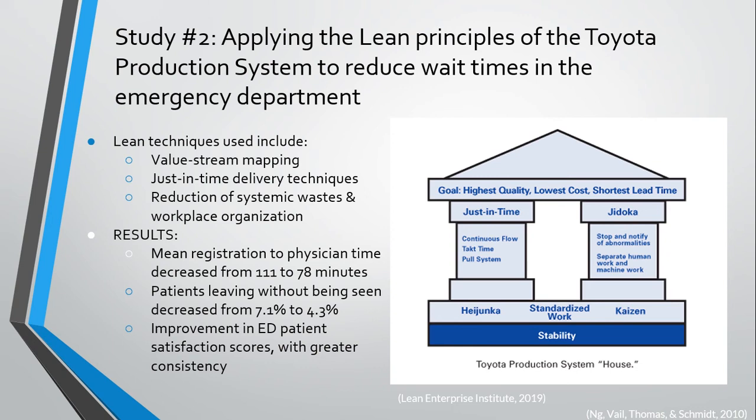From April of 2006 to March of 2007, average wait times were down to 78 minutes, and the mean length of stay was 2.8 hours. In the same time period, patients who left the ER prior to being seen fell from 7.1% to 4.3%. Additionally, patient satisfaction scores improved and were more consistent post-lean introduction, an increase from average monthly scores of 79.8% in 2005 to 83.1% in 2006.